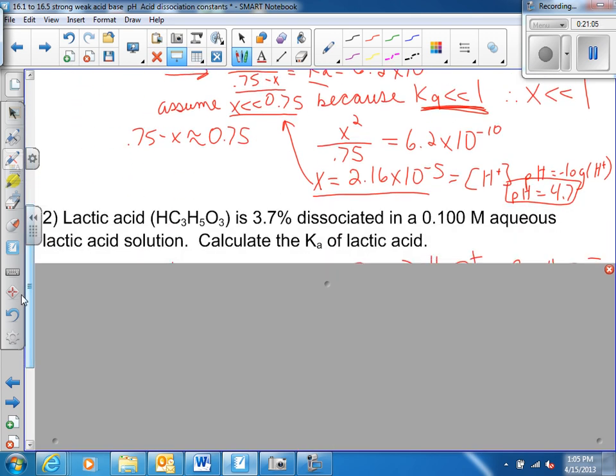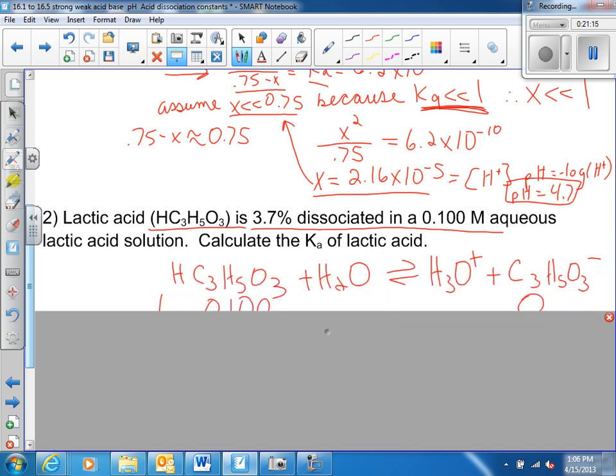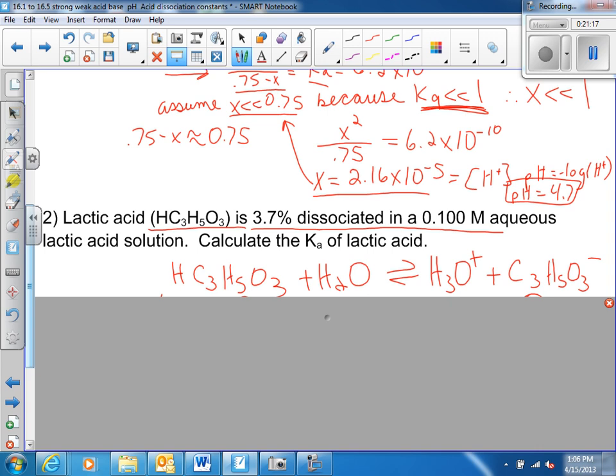This one's a bit different. I'm telling you how much has dissociated. So first I have to figure out the reaction. I've got my lactic acid, and I add water to it, and I get the conjugate base, lactate. Okay, so here's my reaction.